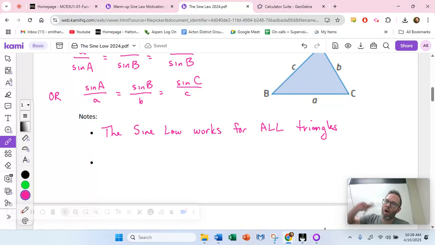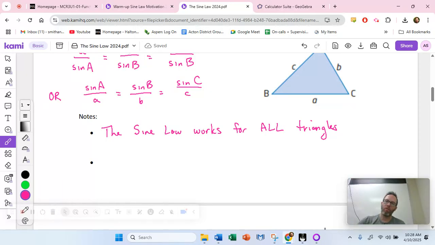But there are certain conditions. There is a condition you need to use the sine law. Because the sine law relies on having, to find out that decimal number, you need an angle and a side. The sine law requires you to have a pair, a side and its opposite angle. I call that a side angle pair.